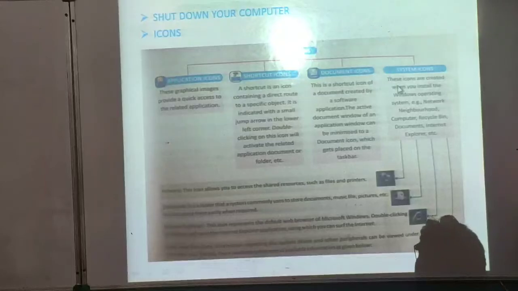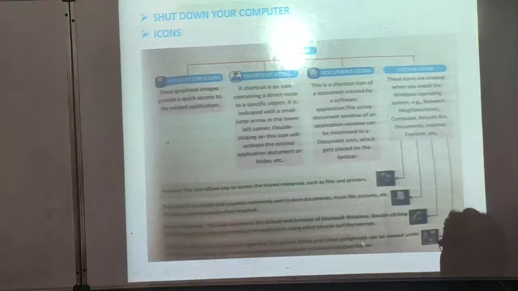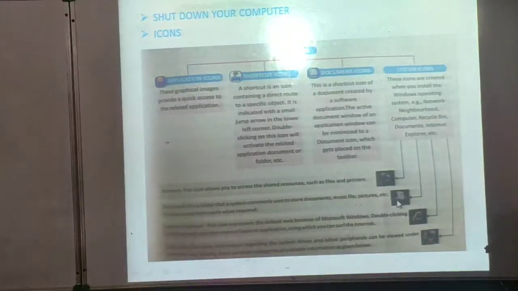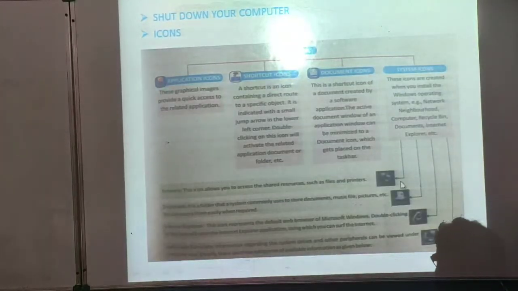Next you can see the system icon. Okay, so system icon is related to your system or whatever we are using. These are all the default icons whenever we are going to install the operating system. You can see that all the system icons are going to be created. You can see some examples given here, like Internet, somewhere there is Internet Explorer, and Computer. So these are all the system icons.